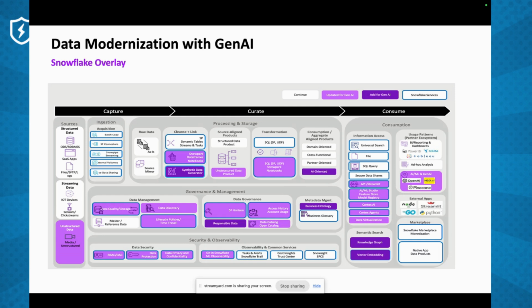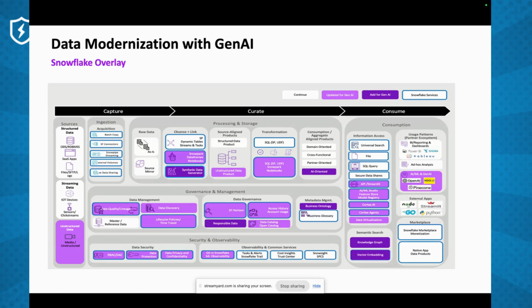Now, what we did, and this is something that we have worked on with Snowflake, is try to create a Snowflake overlay of the services that they have on the traditional data supply chain layer. For example, if you talk about capture, Snowflake has different things like batch copy, Snowflake connectors, etc. In terms of curation, you have raw data, cleansing, Snowpark data frames, and unstructured data products. Then if you go down, you have an entire data governance and management layer, and that is where Horizon comes in, which is one of the most important frameworks that Snowflake gives.